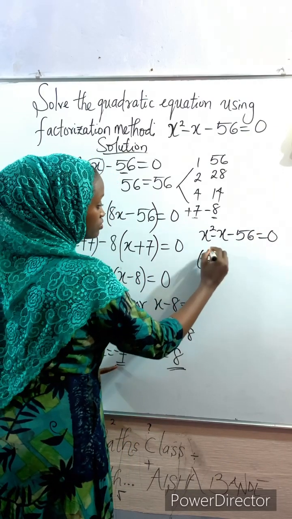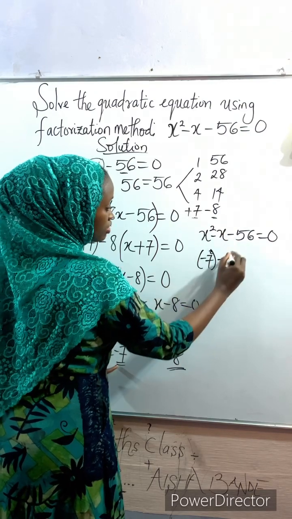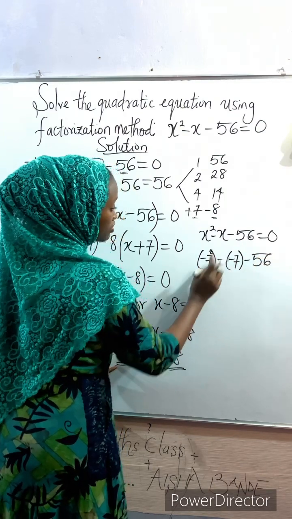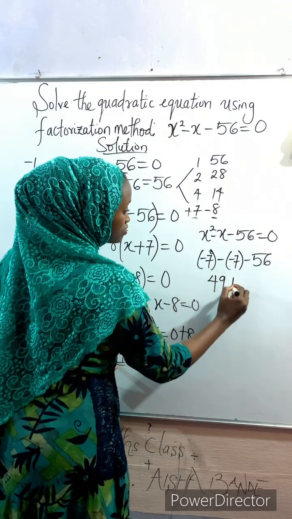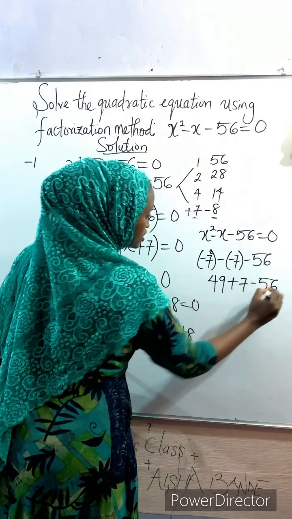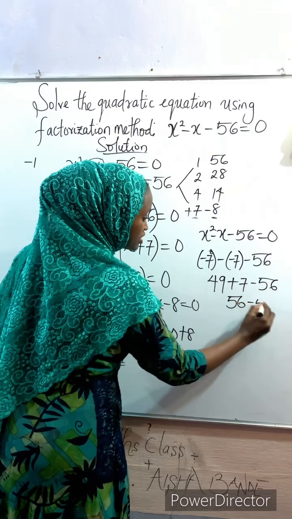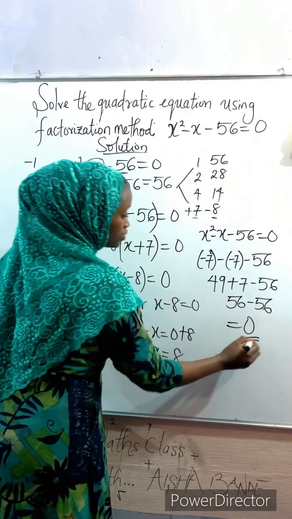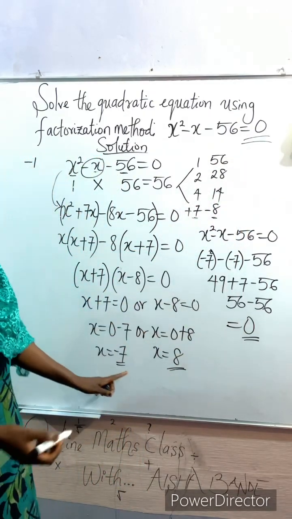So this is minus 7 squared minus, so this x now also becomes minus 7, minus 56. Okay, so minus 7 squared here gives us 49, and minus times minus gives us plus 7, and we have minus 56. So 49 plus 7 here gives us 56, and we have the 56 here. So we can see that 56 minus 56 here gives us 0, which indicates that, or shows that one of our answers is correct.